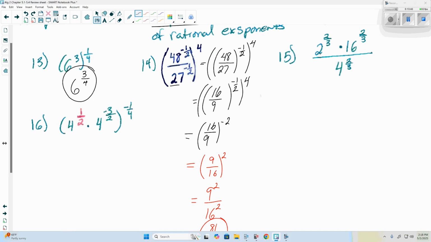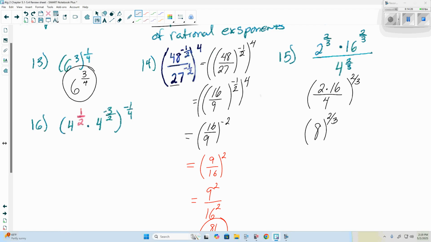But is there addition or subtraction on top or bottom? No. So what we could actually say is that this is the same as 2 times 16 over 4 to the 2/3. We can pull that exponent out of the two terms on top and the term on bottom. Which leaves us what left inside? 2 times 16 divided by 4. Yes? What's 16 divided by 4? Times 2. So we're left with 8 to the 2/3.